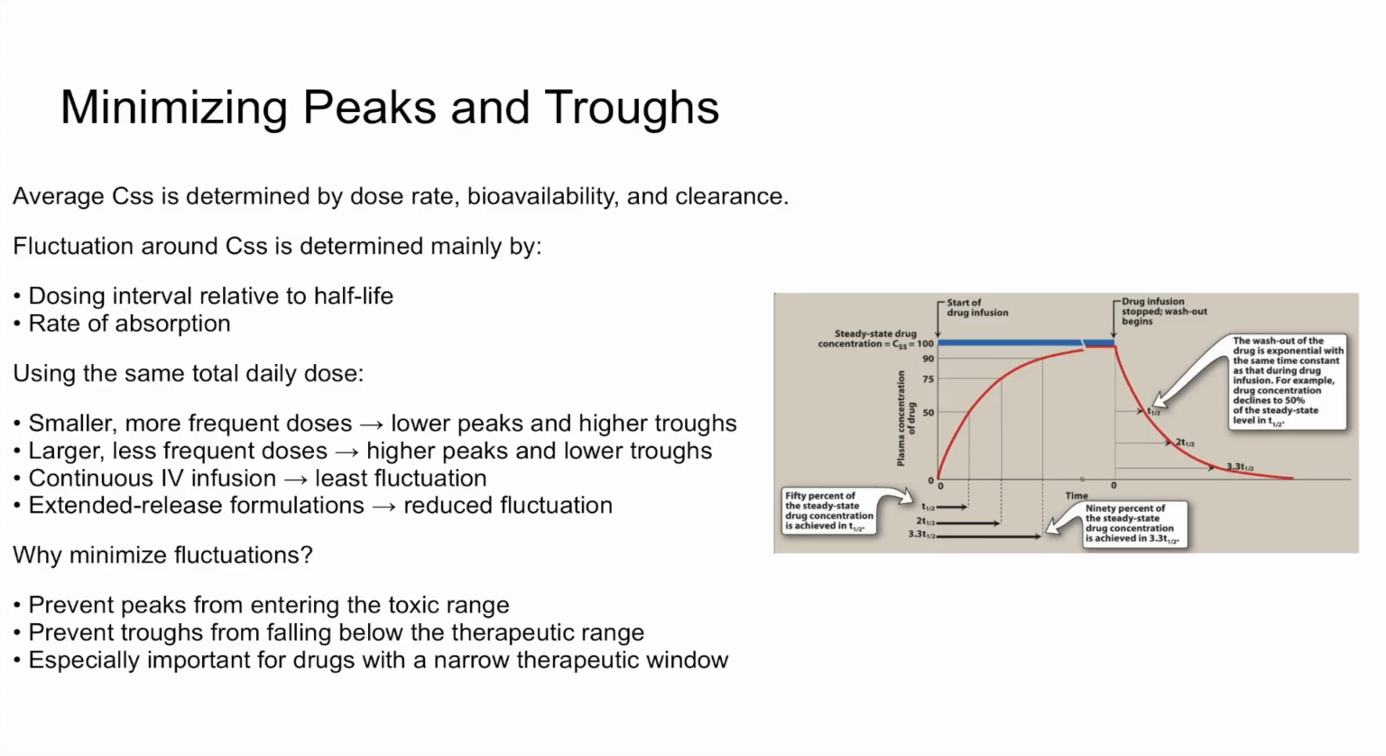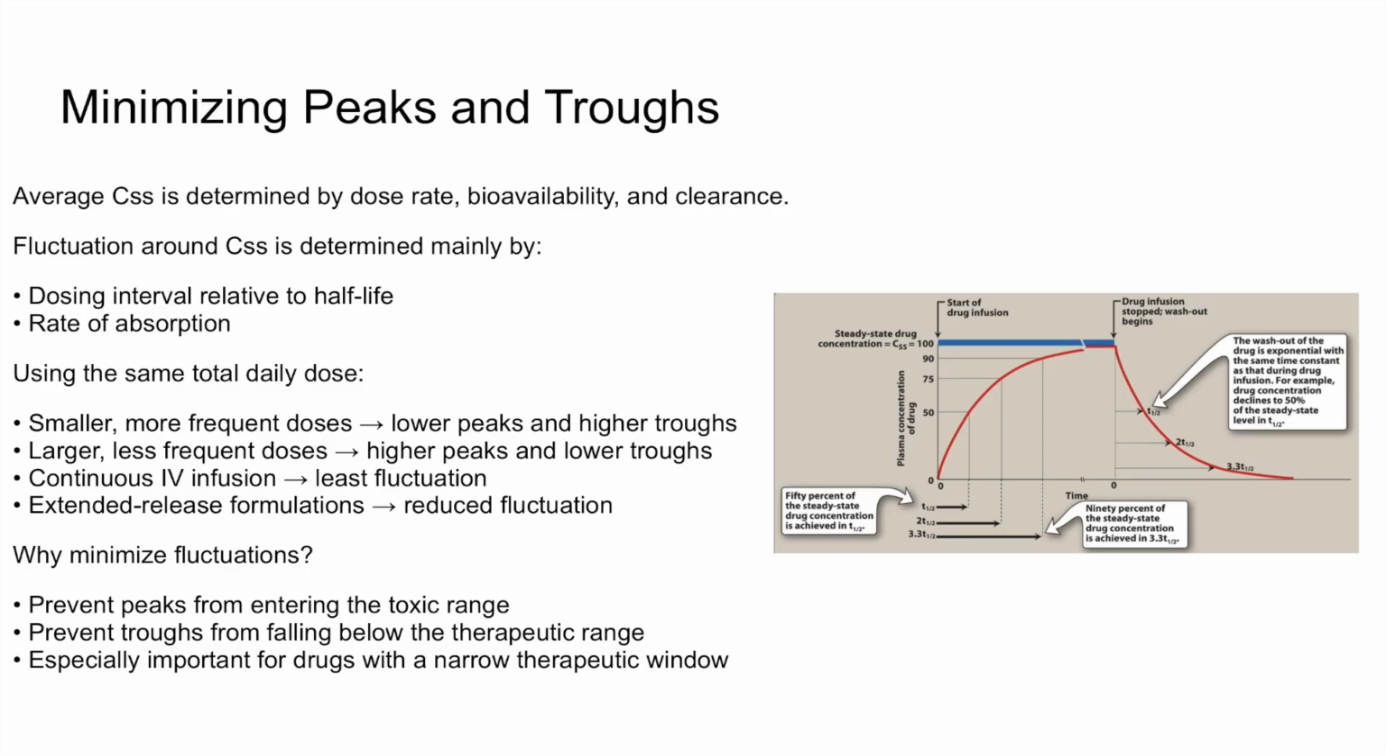So average steady state concentration is determined by dose rate, bioavailability, and clearance. Fluctuation around that average is influenced mainly by the dosing interval relative to the drug's half-life and by the rate of absorption. Using the same total daily dose, smaller and more frequent doses produce lower peaks and higher troughs. Larger, less frequent doses produce higher peaks and lower troughs. Continuous IV infusion produces the least fluctuation, while extended release formulations reduce fluctuation by slowing absorption.